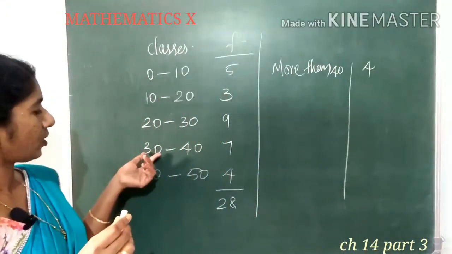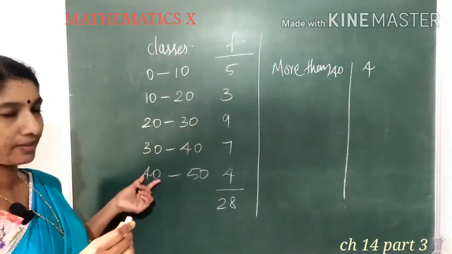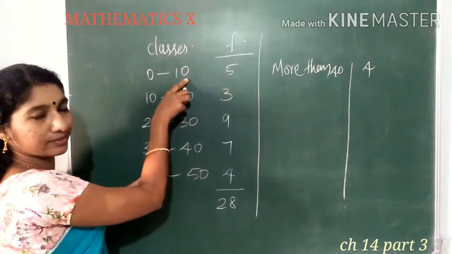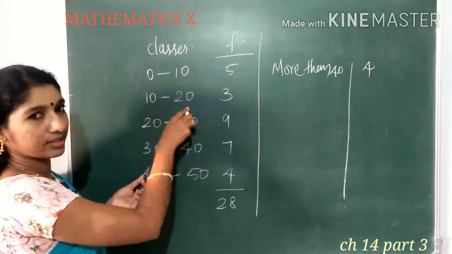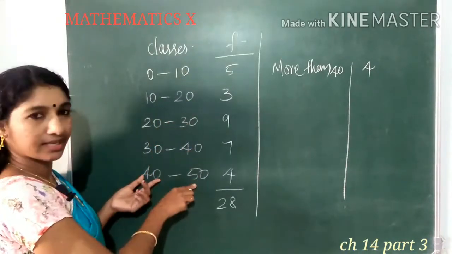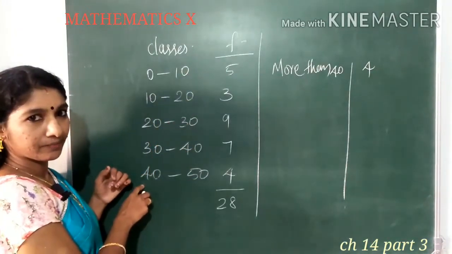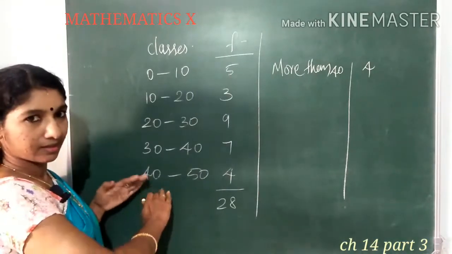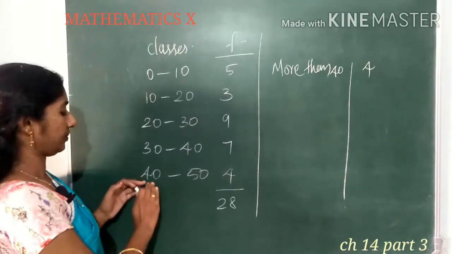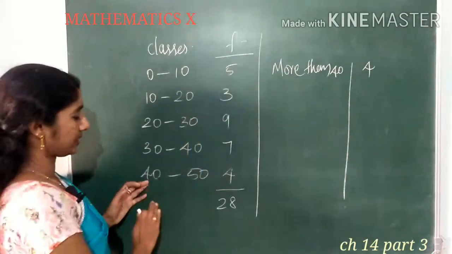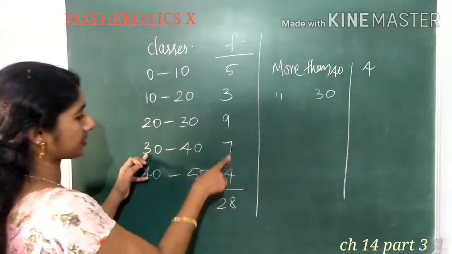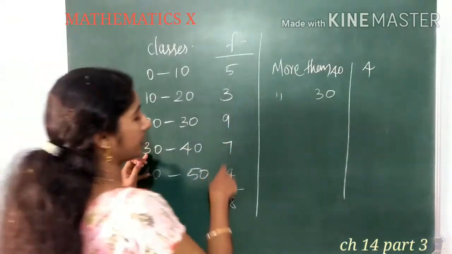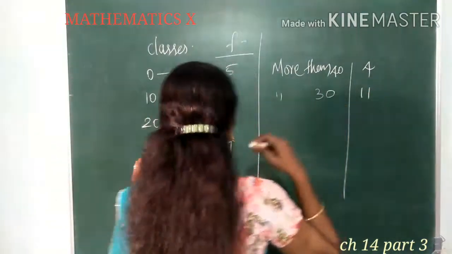Then the next is more than 30. So starting from here, for the upper limit we selected for writing less than type: less than 10, less than 20, less than 30, less than 40, less than 50. And here we are taking the lower limit from the highest class, more than 40, 4 students. More than 30, how many students came? 7 more came, so 7 plus 4, 11.